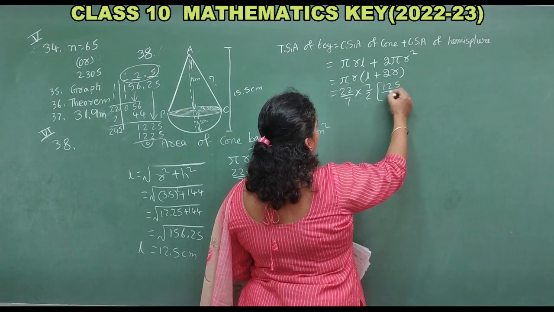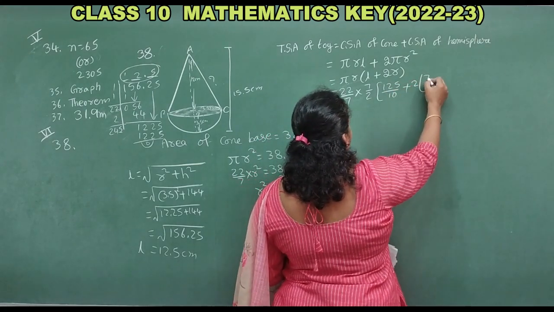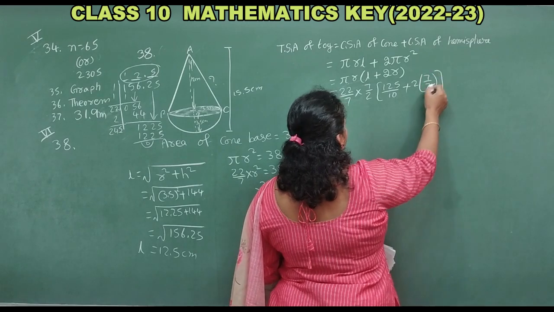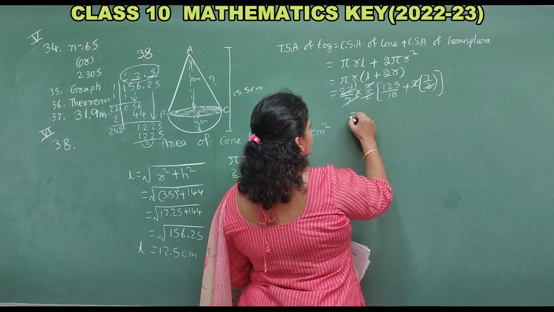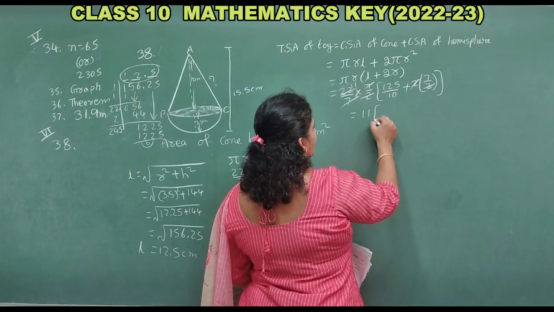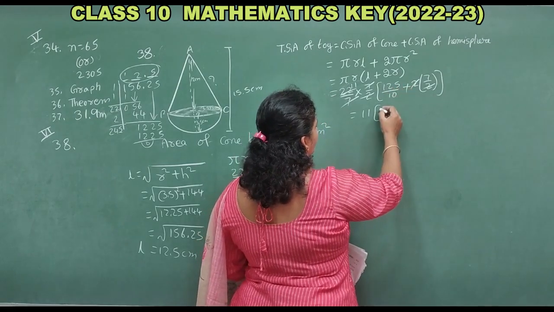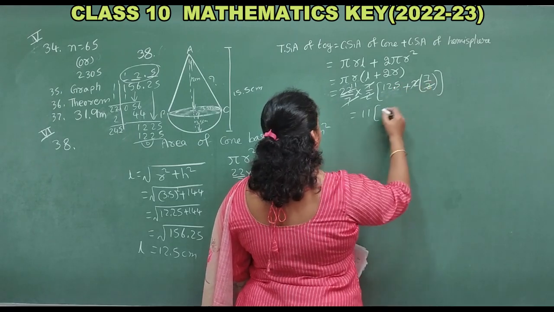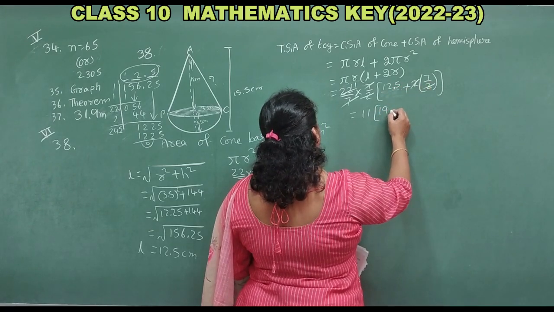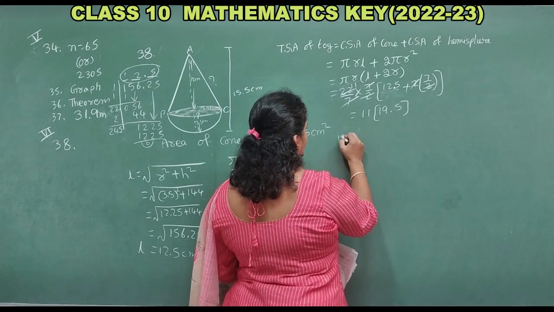Let me take 125 by 10 plus 2 into R value, which is 7 by 2. 2 cancel. 7 7 cancel. 2 11s. And this is 11 into 125 by 10. Let me write it as 12.5 only. Now this one, 12.5 plus 7, it will be 19.5.